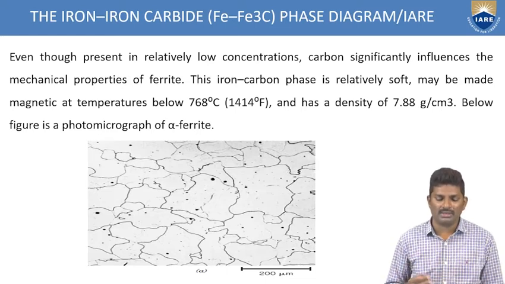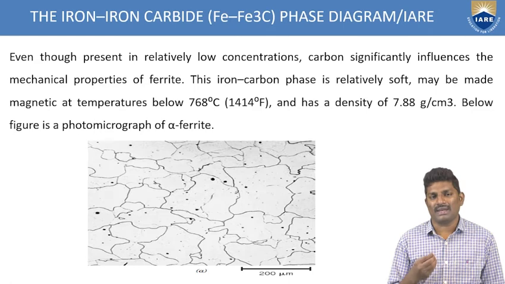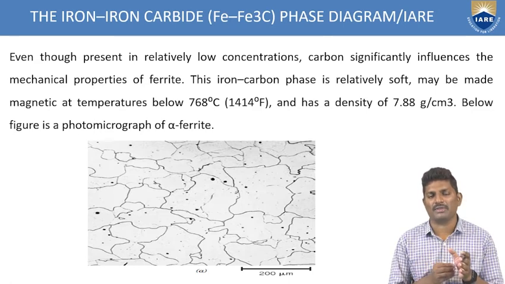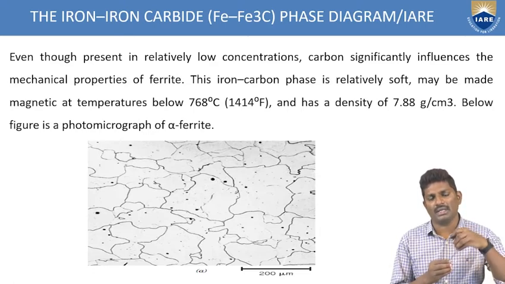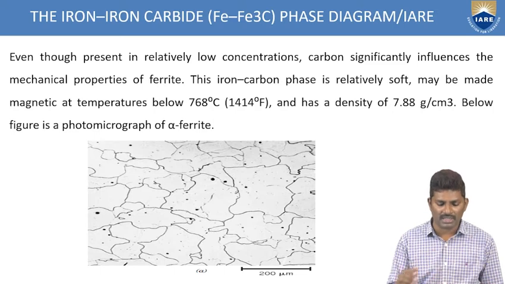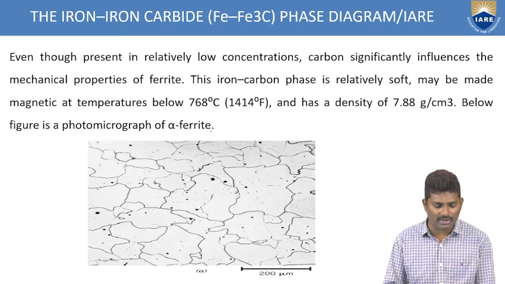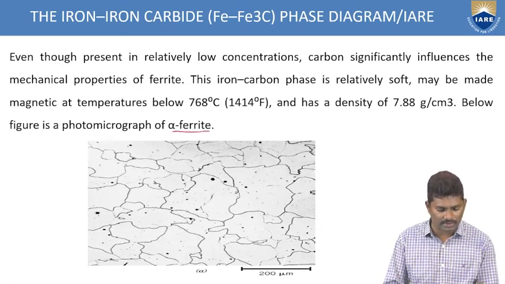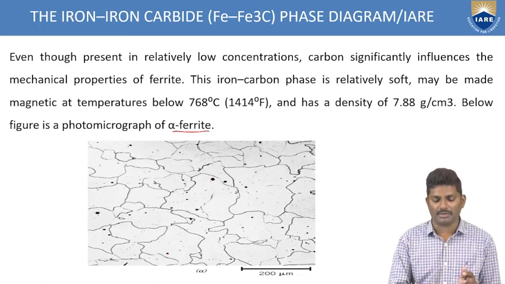Carbon influences the mechanical properties of the ferrite. Initially the ferrite is heated at 727 degrees centigrade. During this temperature, since the carbon is interstitial, it slowly inserts into that ferrite, influencing its mechanical characteristics. If you see the iron carbide in this phase, alpha ferrite, you can identify the small things. These are all the carbons. It has a density of 7.88 grams per centimeter cube.